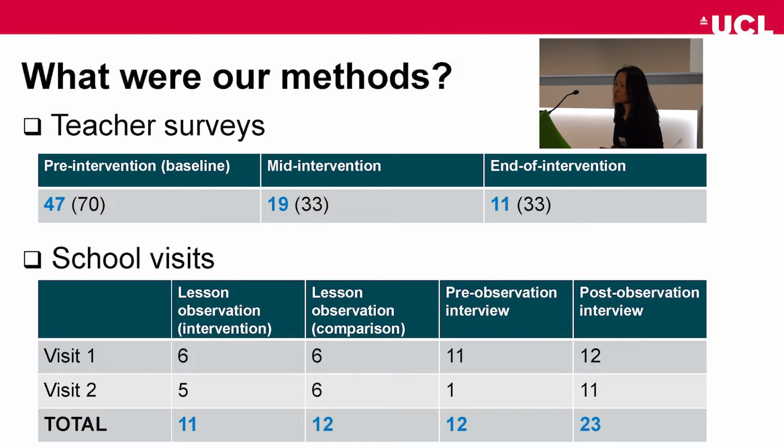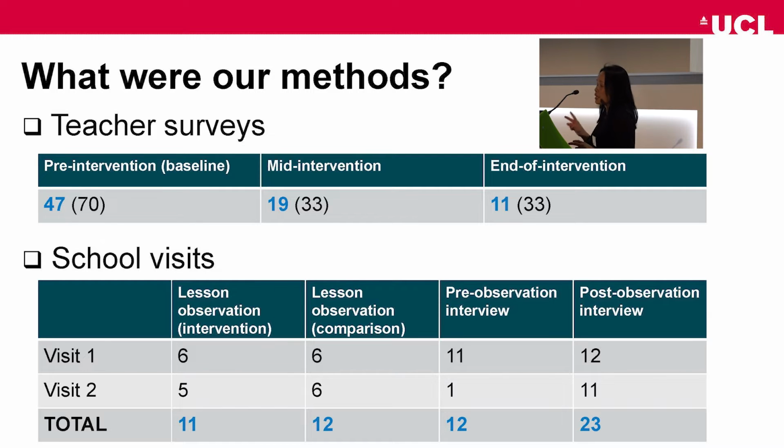So the methods that we used for this aspect of the research involved teacher surveys. So we had a series of surveys, 3 in total. Our pre-intervention survey was our baseline survey. So that went out to every participating teacher, 70 teachers in total, and that went out at the pre-intervention stage, so before any of the Englicious lessons had been taught. You can see from this first table, so we had 47 completions out of a possible 70.